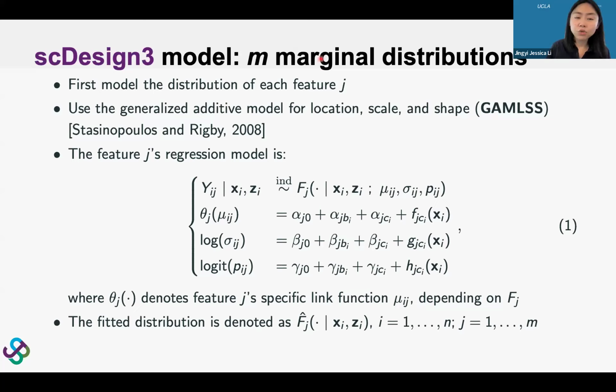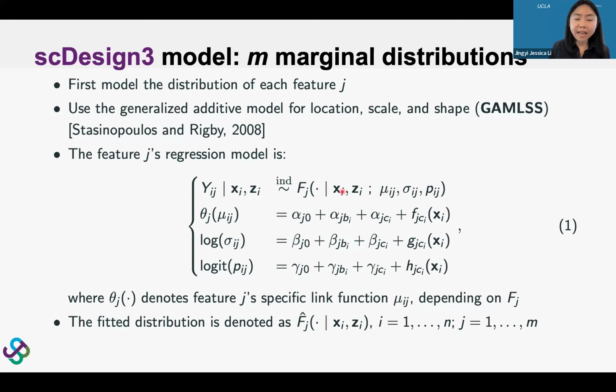For the marginal distribution, it is conditional on xi and zi. We consider multiple choices for the distribution depending on the data. For example, for some data that are counts, this Fj should be a count distribution like the negative binomial distribution, and we may add a zero inflation component to it depending on the data type. For some other types, Fj may be reasonably assumed to be a Gaussian distribution. So it depends on the data, and on the technology, I should say.